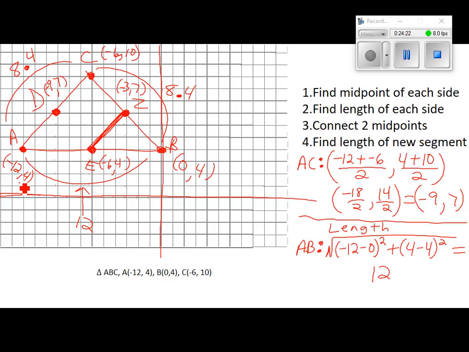Find the length of segment EZ right there. How are we going to do that? Distance formula again. Don't watch up here because I'm going to do it up here. I want you to do it on your paper there.